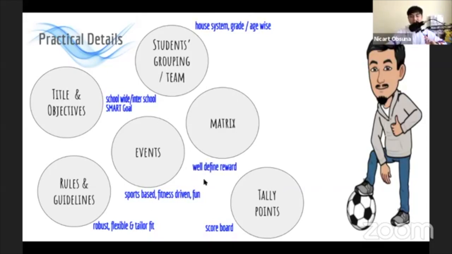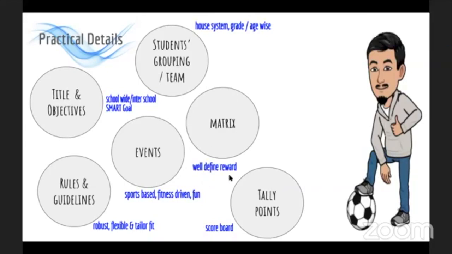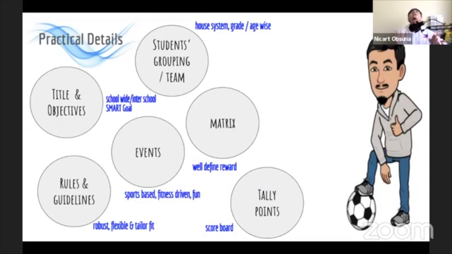Yun, sinabi natin, well-defined reward system. A matrix or the winning criteria should be well-defined. Now, talking about inter-school. Halimbawa, you're planning to have an inter-school competition. Halimbawa, sa university nyo, in-invite mo yung isang neighboring university. So, medyo nakapag-come up kayo ng 5 university, di ba?